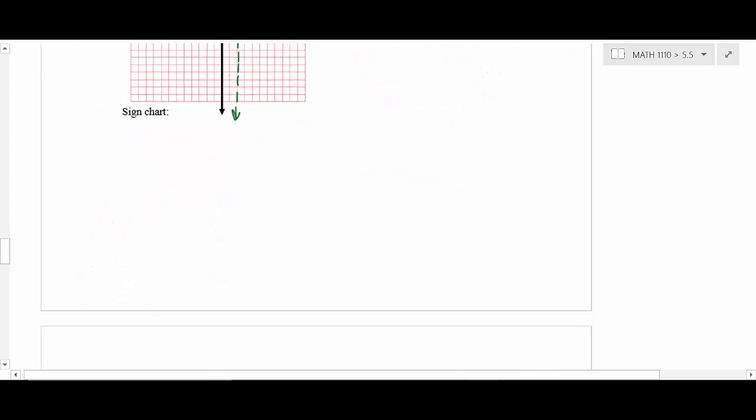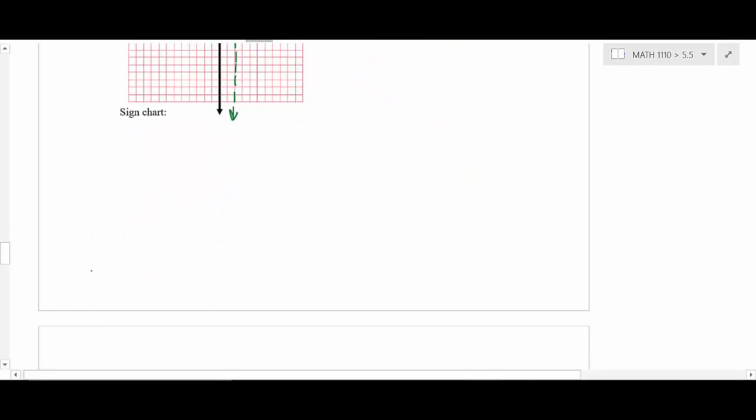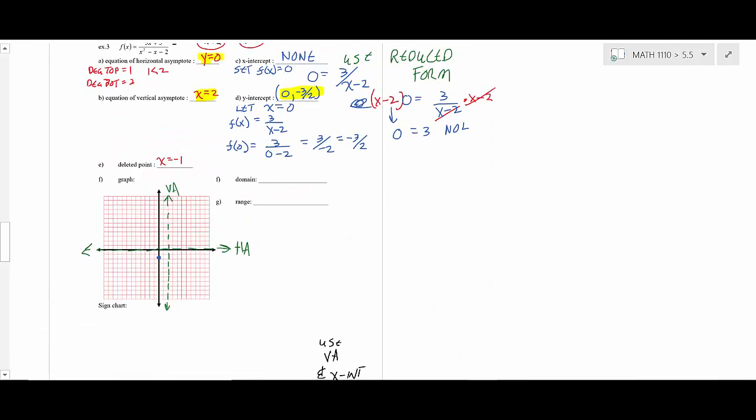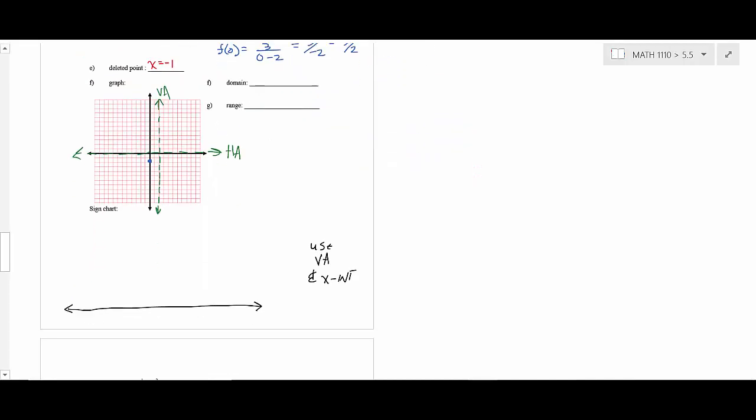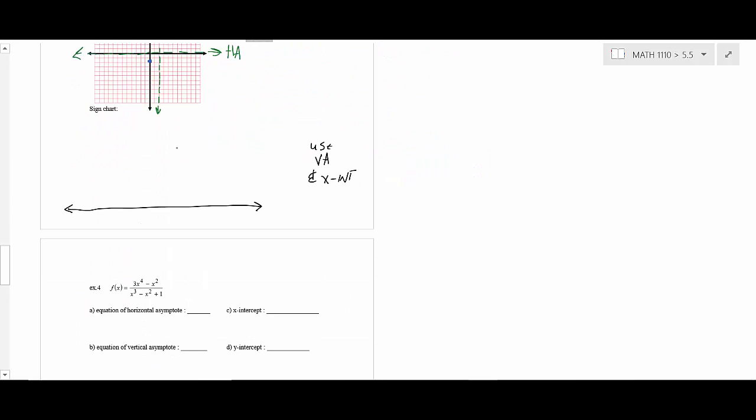Now we're going to make our sign chart. When you do that, you want to draw a number line. Remember what I said: when you do your sign chart, you always want to use vertical asymptotes and x-intercepts. That's what you use. If you look at the results, we did not have any x-intercepts, and we did have 1 vertical asymptote. So for our sign chart, we look at x equals 2, where we have a vertical asymptote, and that's it. We don't have any x-intercepts, so it doesn't matter. So let's put x equals 2 as a vertical asymptote.